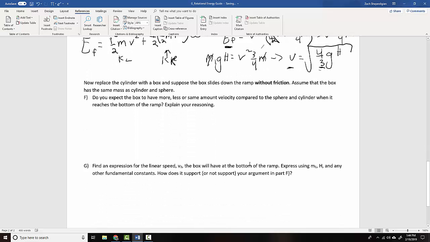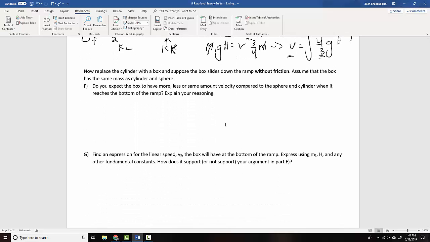Okay. Now, the final spot is to replace the cylinder with a box, and suppose the box slides down the ramp without friction. So we don't care about friction in this spot. Assume that the box has the same mass as the cylinder and sphere. Do you expect the box to have more, less, or the same amount of velocity compared to the cylinder when it reaches the bottom of the ramp? Explain your reasoning.